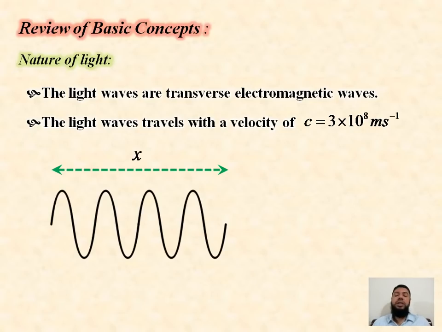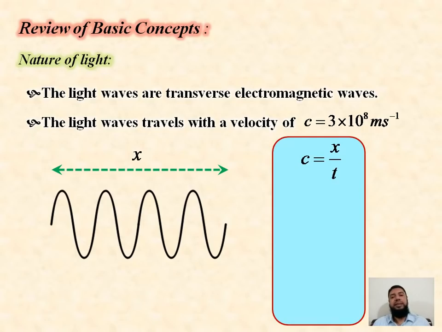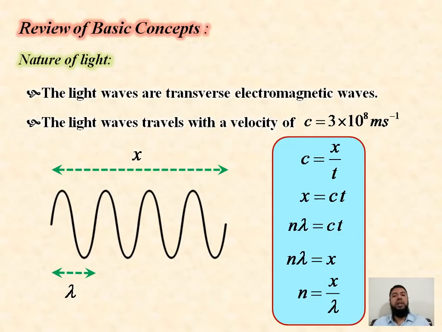If I have a wave which has a displacement x in time t, then its velocity can be expressed as c is equal to x by t, or the displacement can be given by c into t. If the wavelength of that wave is lambda, and it covers n times the wavelength to cover the displacement x, then x can be written as n lambda. Then n lambda is equal to ct, and the number of waves traveled in the time period to cover the displacement x is given by n is equal to x by lambda, or n is equal to ct by lambda.